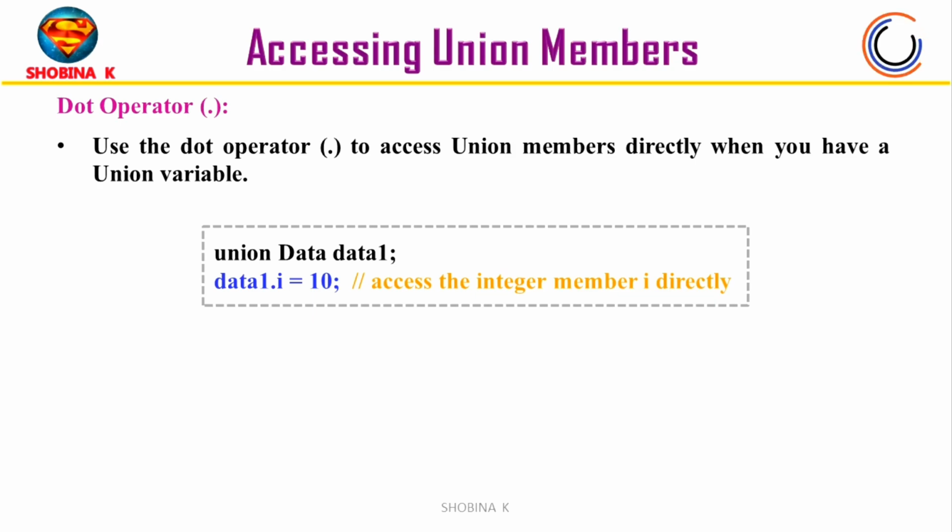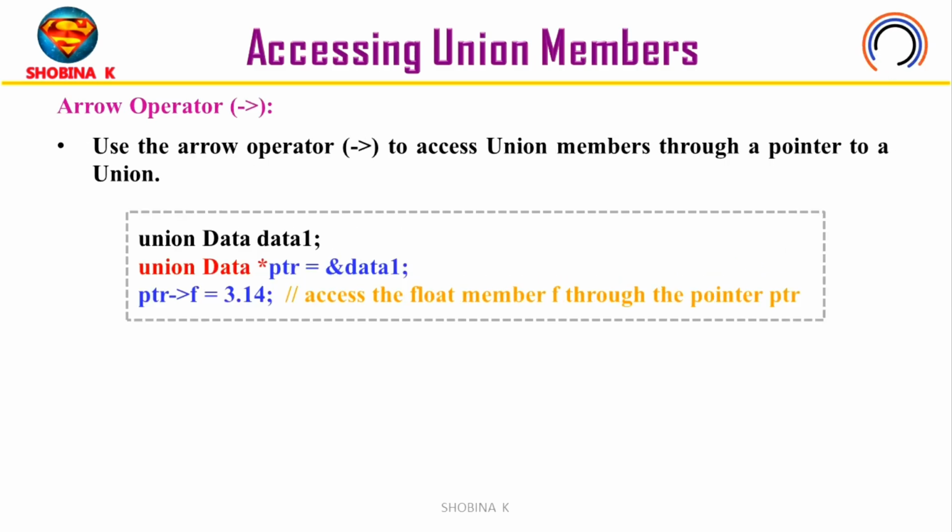In this example, line 1 declares a union variable named data1 of type data. In line 2, we assign a value 10 to the integer member i of the union variable data1 using the dot operator. Use the arrow operator to access union members with a pointer.